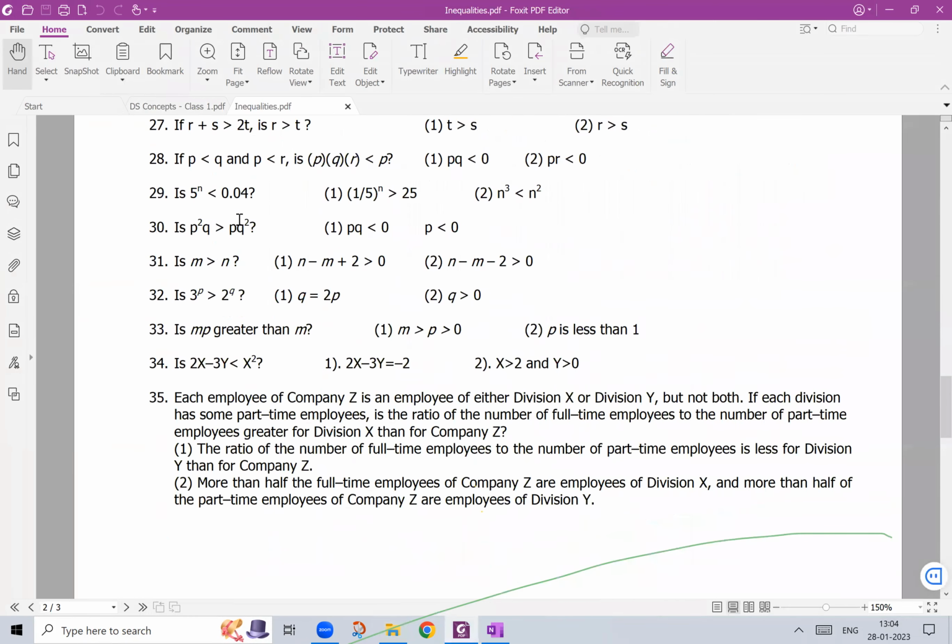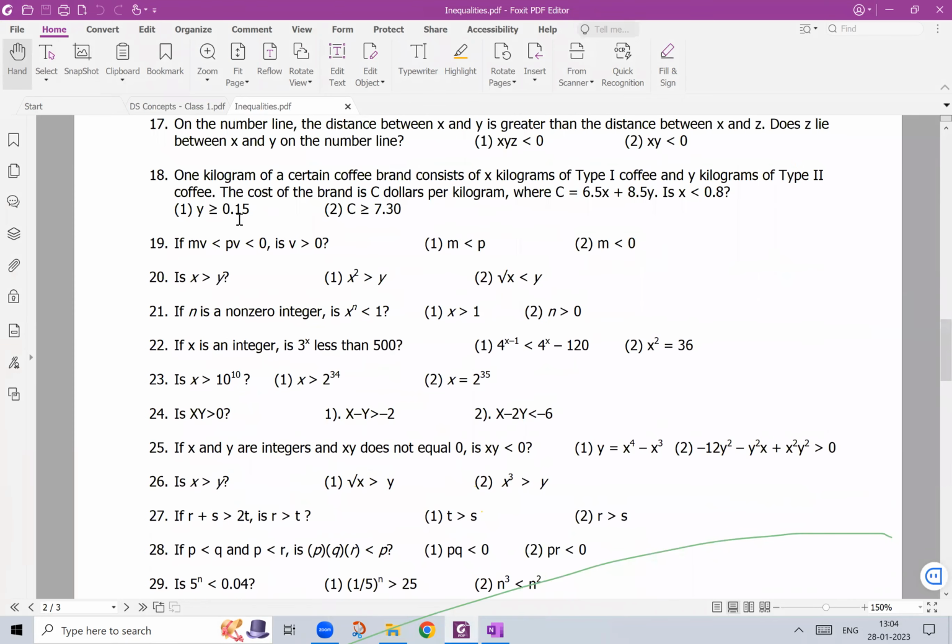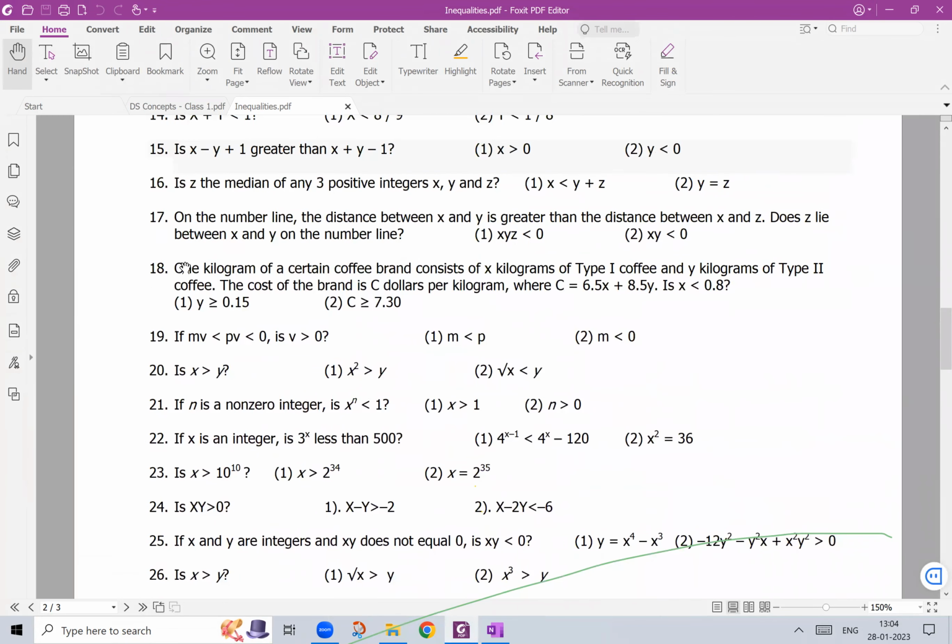So this is an inequality PDF. Imagine you are doing some question, let's say question number 19. Now this is the question that you were trapped at. Or maybe let's say you took 10 minutes in this question, 15 minutes, 20 minutes. That's absolutely fine. But try your best.